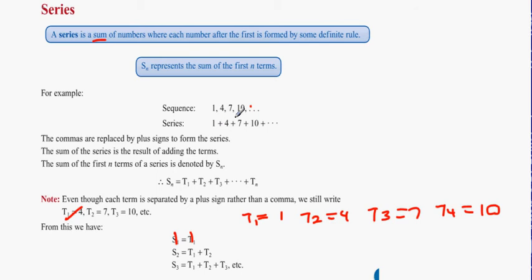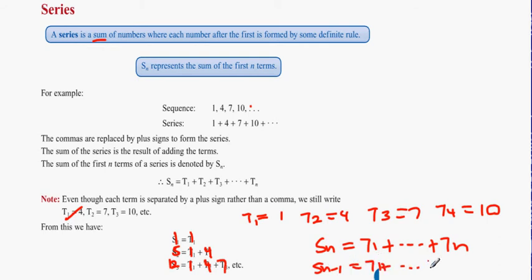S2 is 1 plus 4, which is 5, and that equals T1 plus T2, which is 1 plus 4. S3 is 1 plus 4 plus 7, which is 12, and that equals T1 plus T2 plus T3. Likewise, Sn will equal T1 plus all the way up to Tn. Or Sn minus 1 will be T1 plus all the numbers up to Tn minus 1.